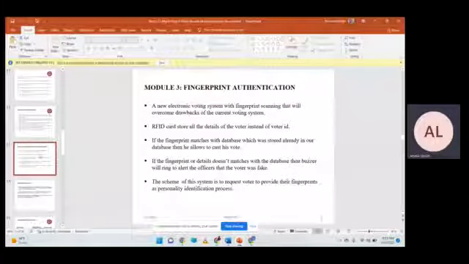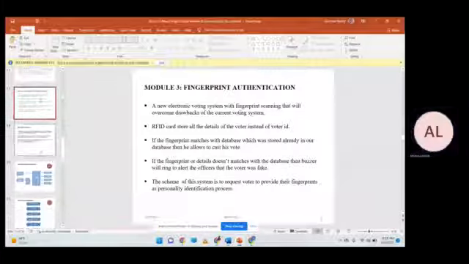Fingerprint authentication: a new electronic voting system with fingerprint scanning that will overcome the drawbacks of the current voting system. If the fingerprint matches the database which was already stored, then he is allowed to cast his vote. If the fingerprint doesn't match the database, then a buzzer will ring to alert the officers that the voter was fake.